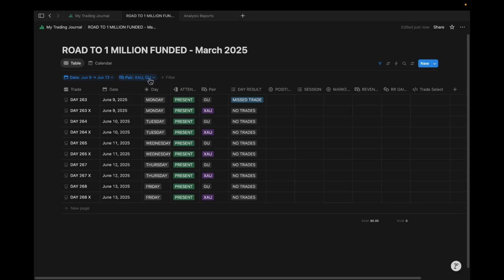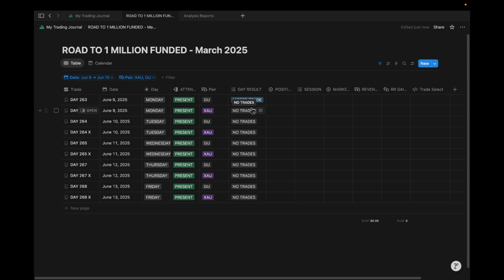Today we are going to recap week 16, which is from June 9 to June 13, 2025. This week I have just one missed trade, which is on GU, and I'll tell you why I missed it. It was a fear of losing trade, a fear FOL emotion that kicked in when I failed to place this trade. If I had placed this trade, it would have been one winner. Since I didn't place that trade, it's no trades overall.